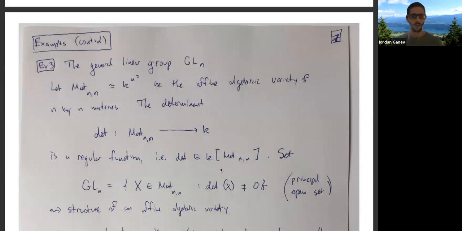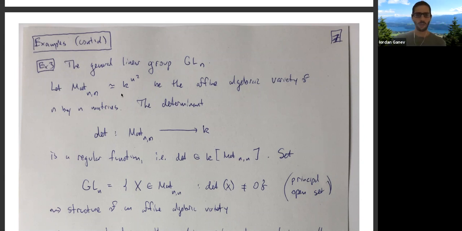So first of all, what's a reminder about what the general linear group is? We start with n by n matrices, and this is just k to the n squared. It's an affine space. It's just a vector space over k, and so it's an affine algebraic variety. And there's a map, the determinant map, and that's a polynomial map in the entries of the matrix. So that's a regular function on this affine algebraic variety.